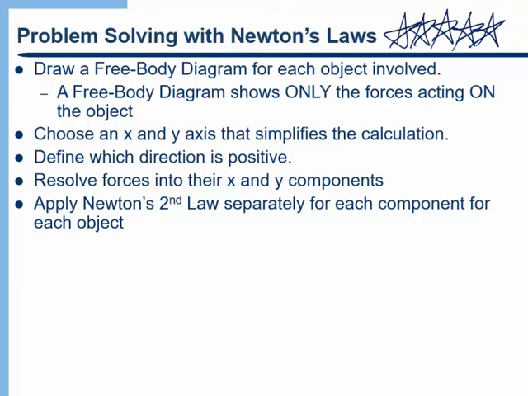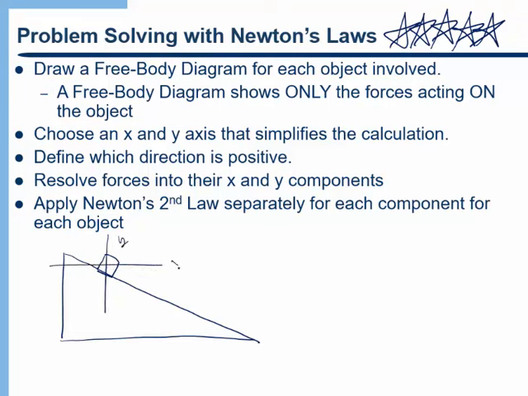Let me show you an example of where we need to do that. Let's say we have an object sliding down an incline. If we use our standard axes of y being the vertical axis and x being the horizontal axis, then as this object slides down the incline, it would be moving both in the x and the y direction. And that makes it much more difficult to analyze the problem.